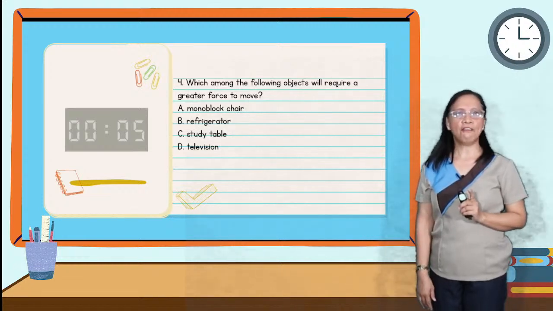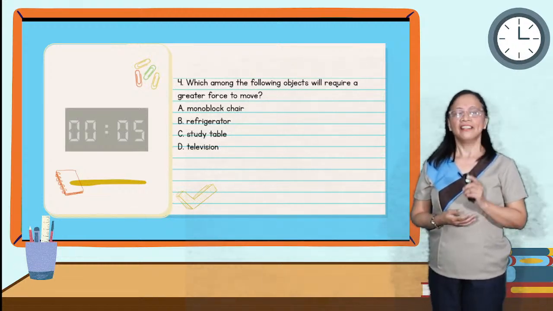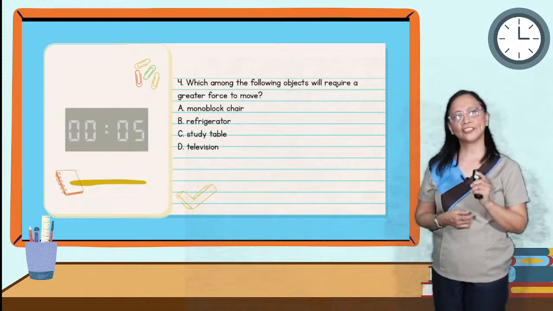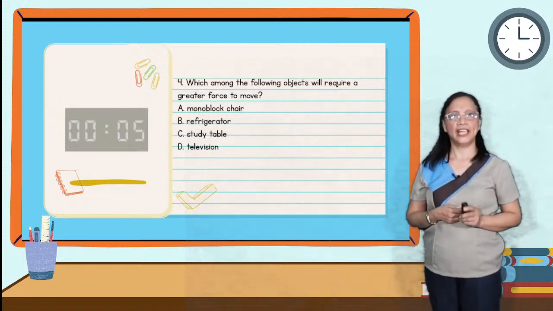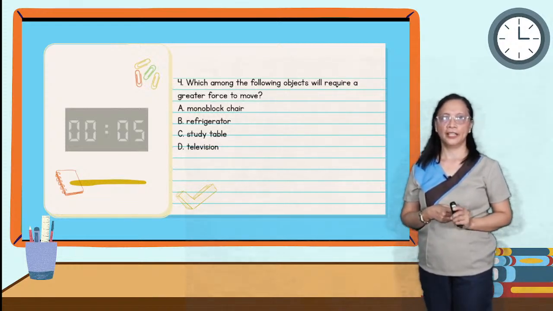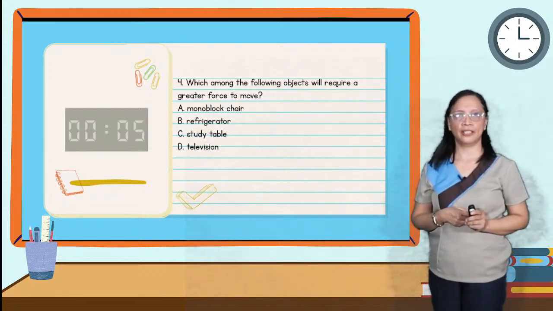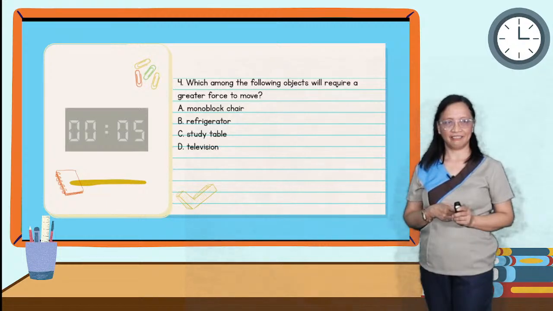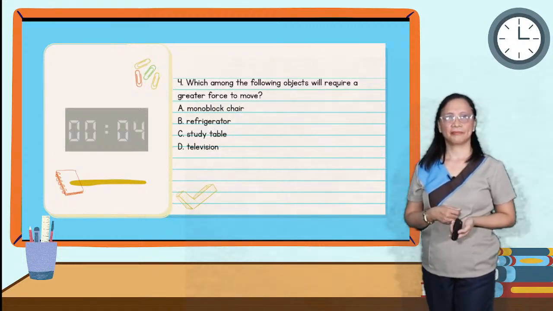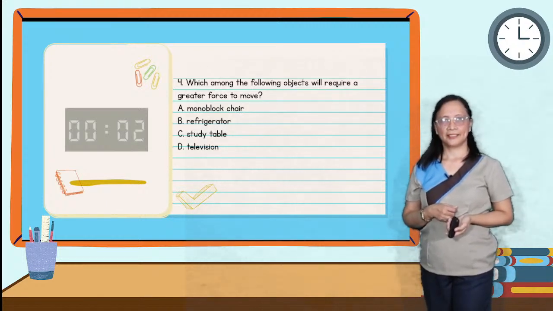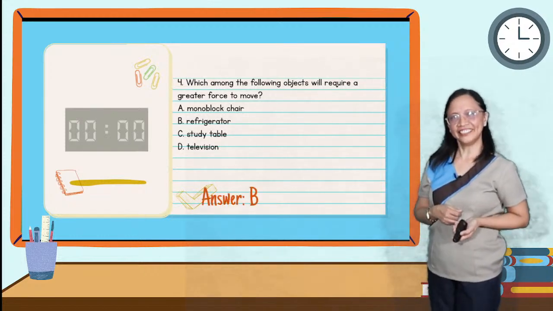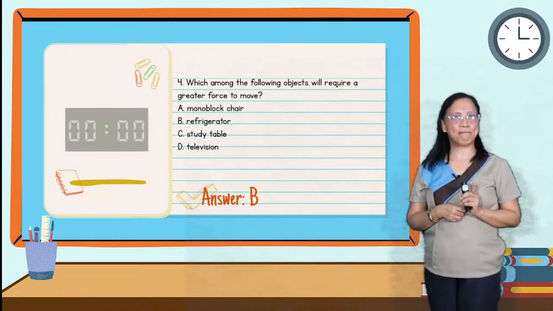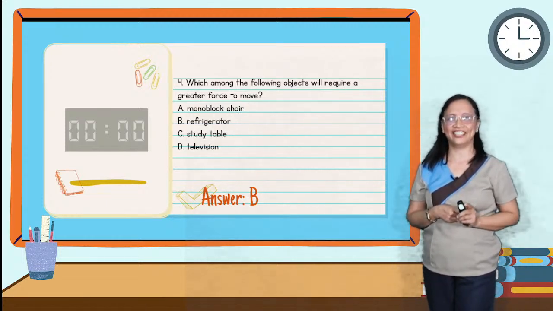Which among the following objects will require a greater force to move? A, monoblock chair. B, refrigerator. C, study table. D, television. And the correct answer is letter B, refrigerator.